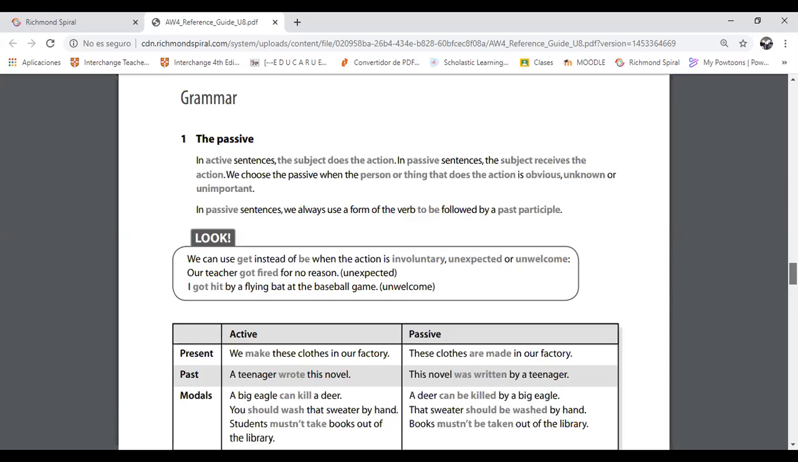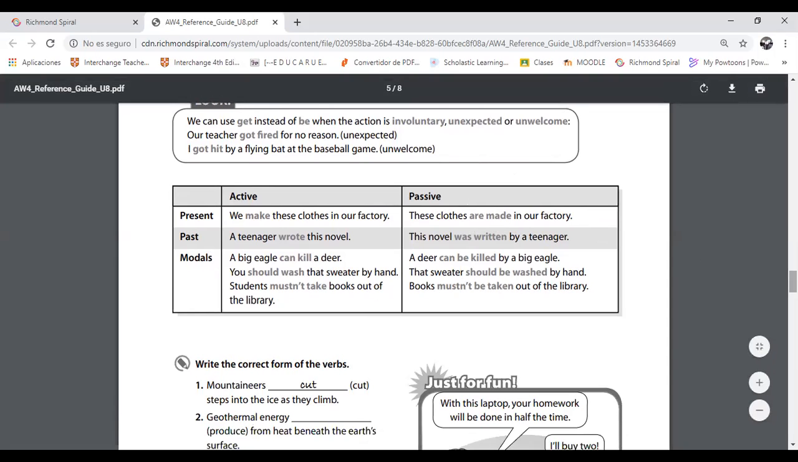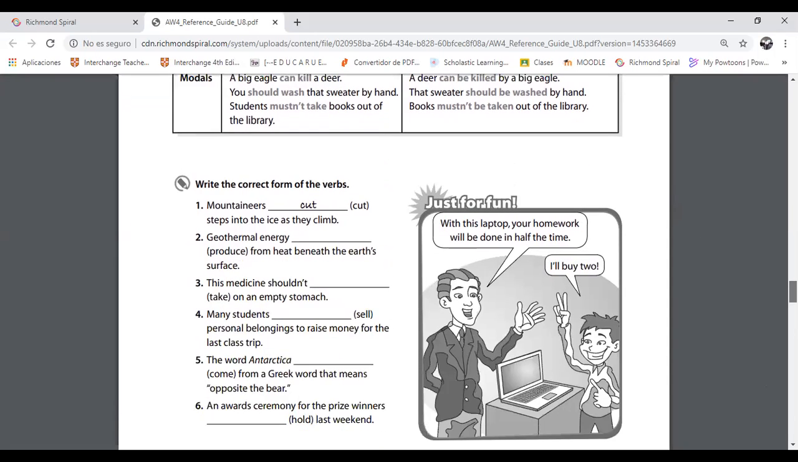Okay. Now right here we have the active and the passive form, present, past, and modals. This is important for you to remember because, like I told you, we're going to be using it during the next virtual class. Now I'm going to put this right here because I want you to practice in your house. Okay. It's not homework. I just want you to take a look at it and see if you can come up with the correct answer.